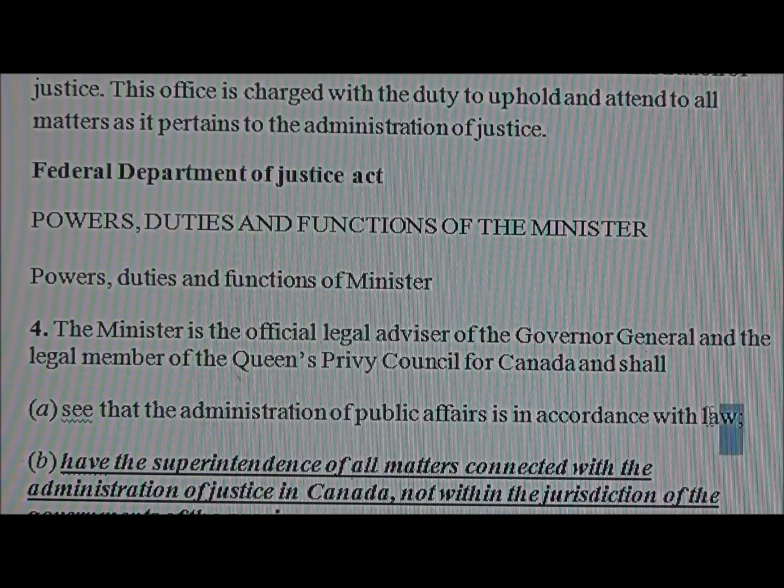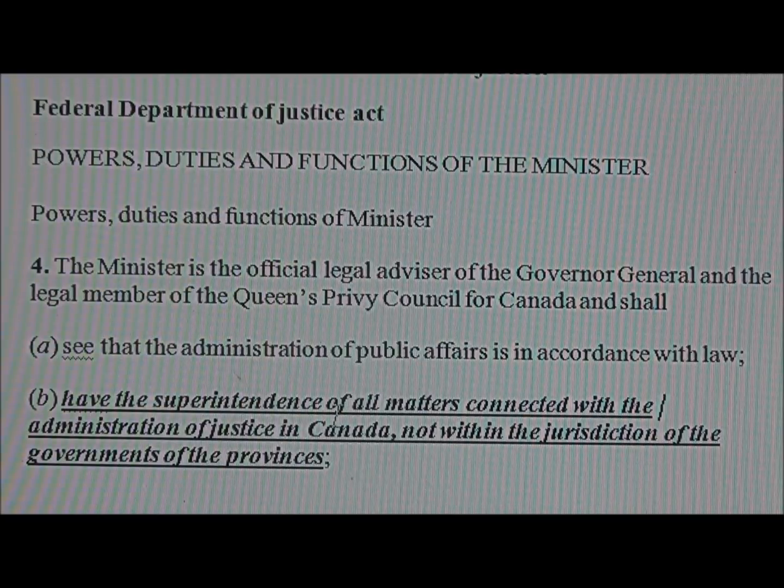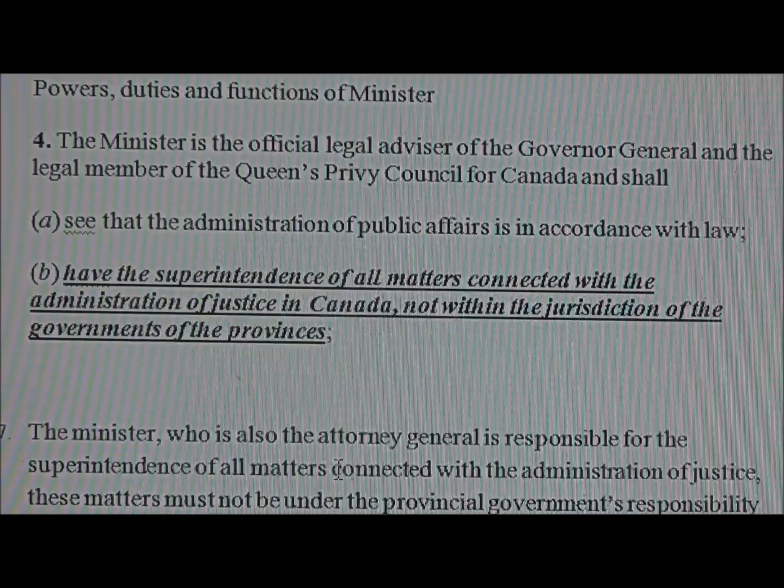That deals with the democratic society. And then secondarily, he shall have the superintendence of all matters connected with the administration of justice in Canada, not within the jurisdiction of the governments of the province. So the Federal Attorney General of Canada has superintending power over all matters. You see that? All matters connected specifically with the administration of justice. However, these matters must not be under the provincial jurisdiction.